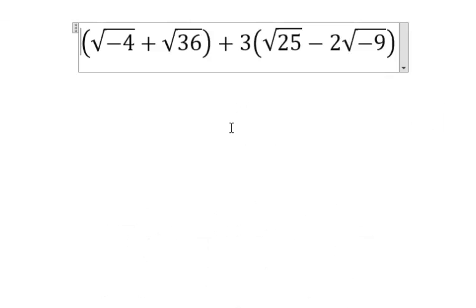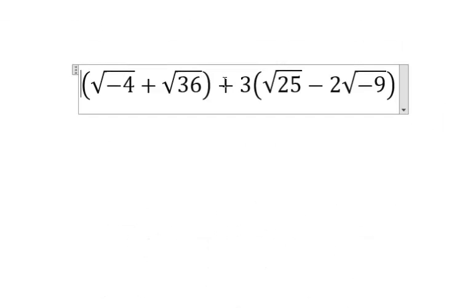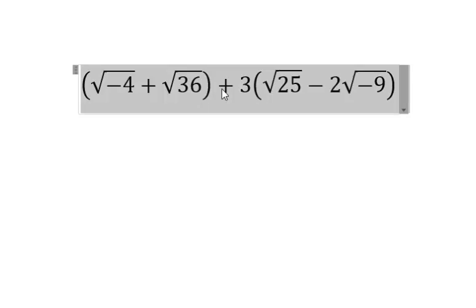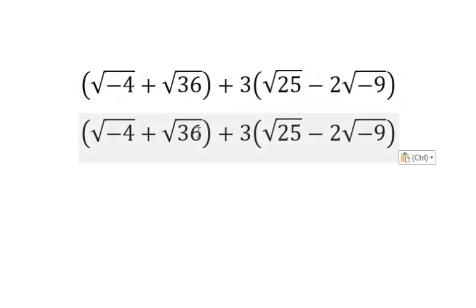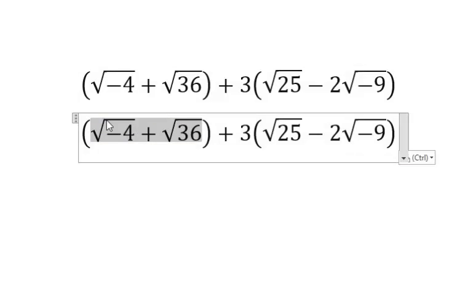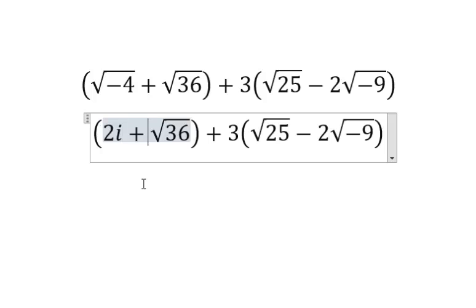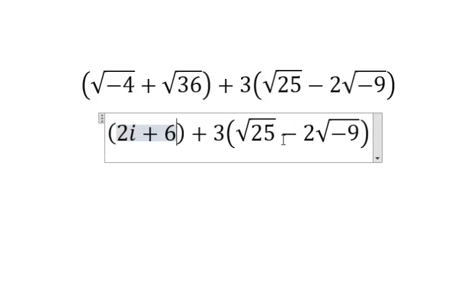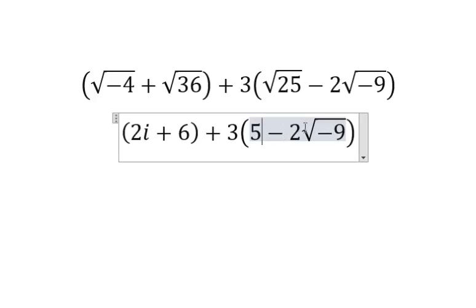The next exercise is an addition, but if you notice, we have several square roots in here that we could find first. So that's what we're going to do. We're going to begin solving the square roots from the parentheses. Square root of negative 4 is 2i. Square root of 36 is 6. Square root of 25 is 5. And square root of minus 9 is 3i.